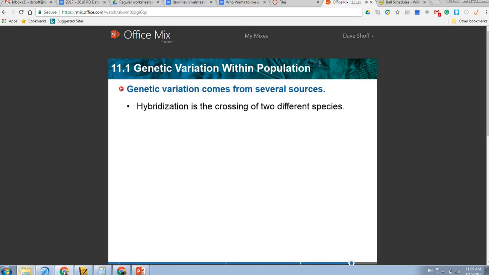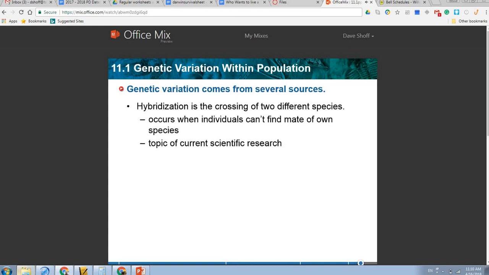Hybridization is the crossing over of two different species and occurs when individuals can't find a mate within their own species, but if they're able to produce fertile offspring, they really are the same species. So that is the end of the notes for section 1.